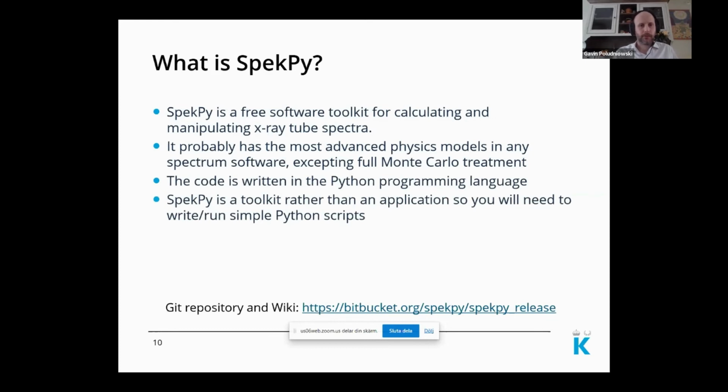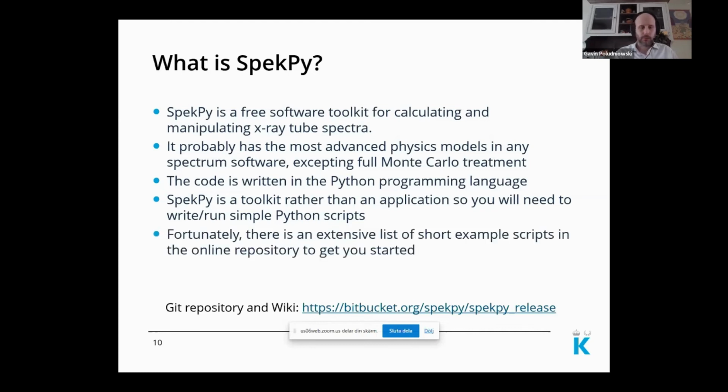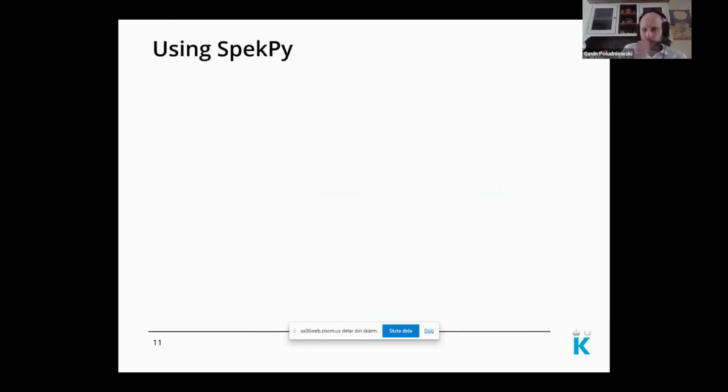It's a toolkit rather than an application. So if you want to use it, you'll need to write or run simple Python scripts. That can be a learning curve if you haven't used Python before. But fortunately, there's an extensive list of short example scripts in the online repository to get you started. So you can go to the Git repository and the wiki explaining how to use it at this URL here.